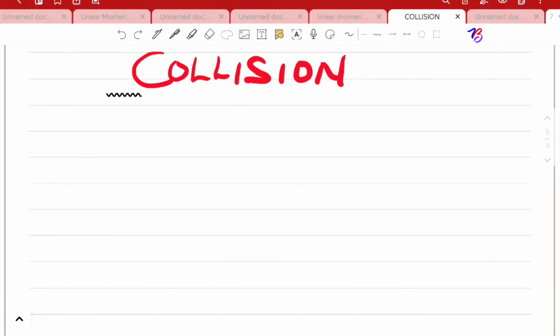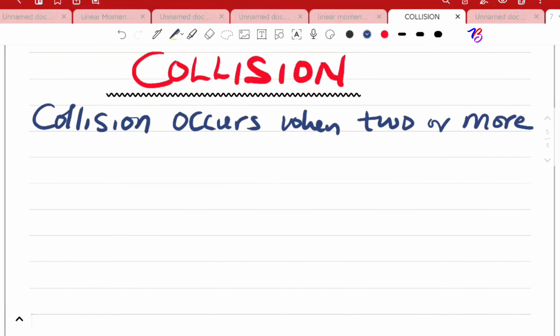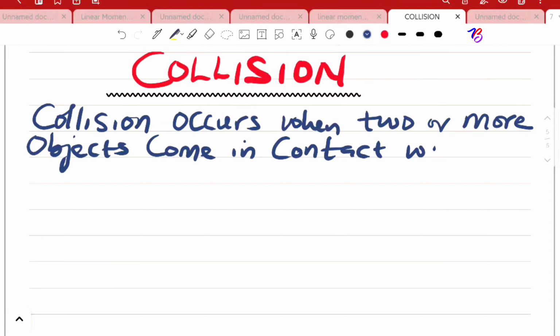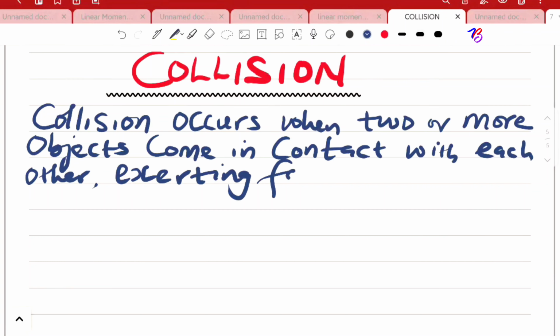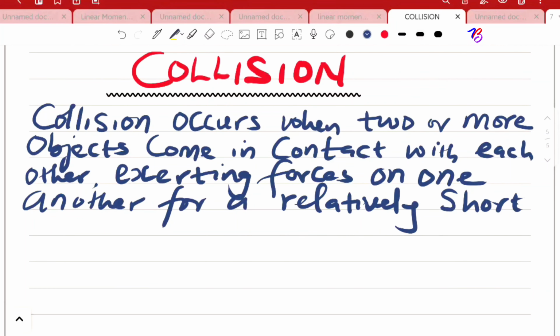Today, we'll be dealing with collision. Is that clear? Part of linear momentum and conservation of linear momentum. By definition, collision occurs when two or more objects come in contact with each other, exerting a force or forces on one another for a relatively short period of time.